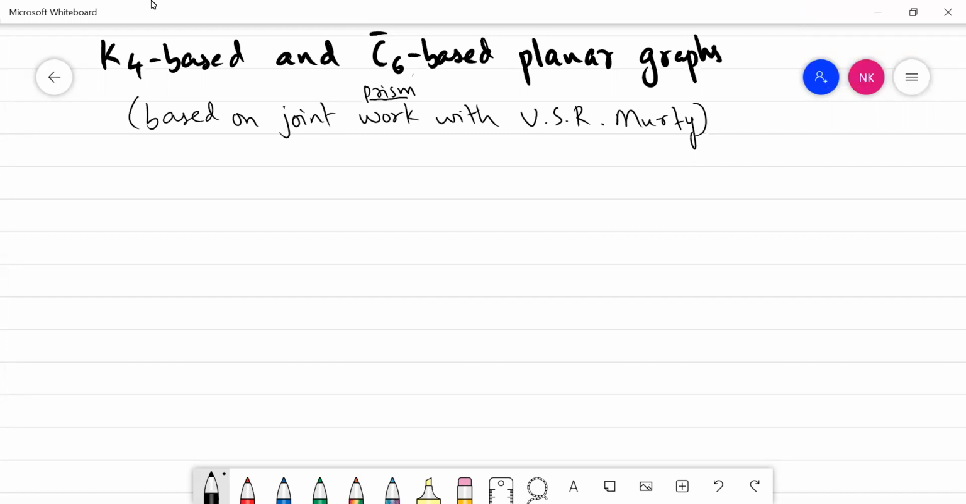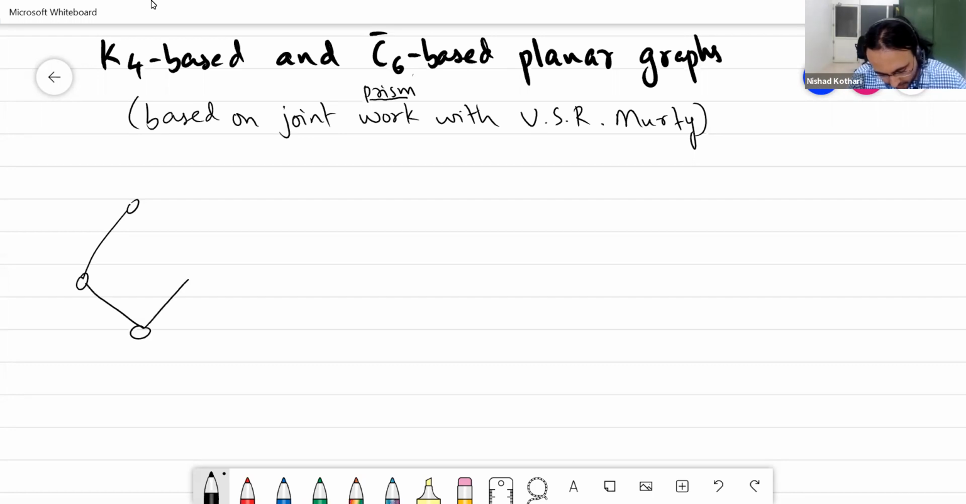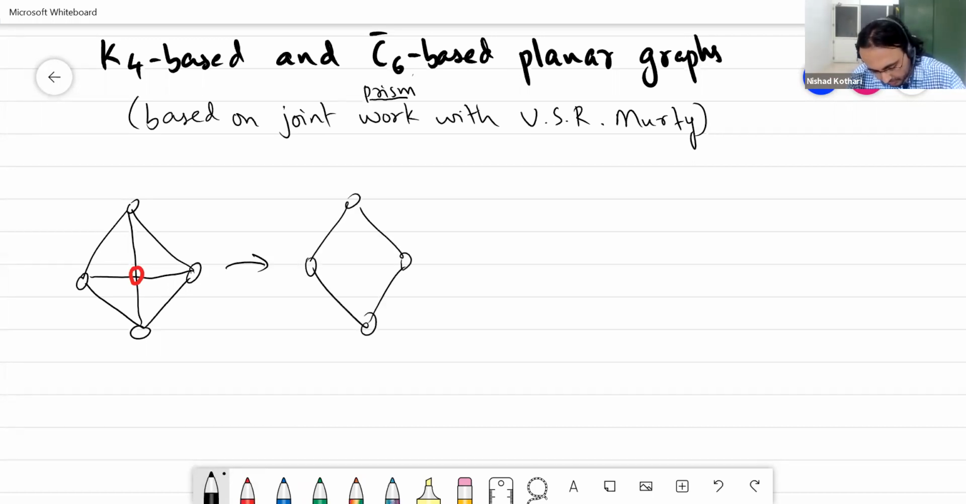So I will quickly remind you of what a planar graph is. Here is a drawing of the graph called K4. In this particular drawing, you see there is a point where two edges cross each other, but you can easily get rid of this by redrawing as follows. And now this is what we call a planar embedding.